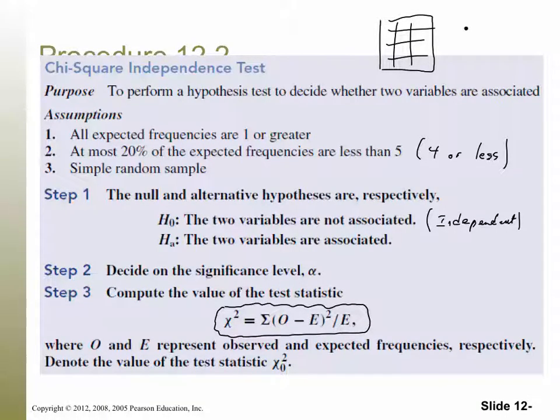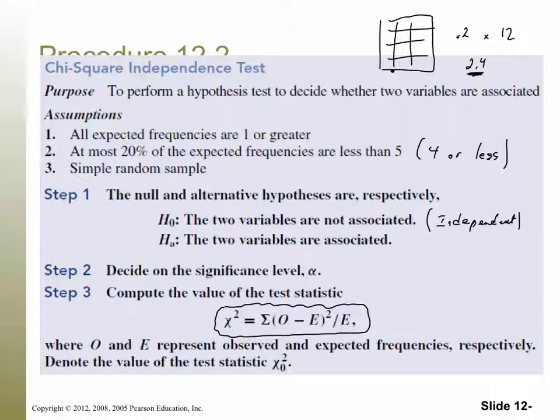So do 20% of 12. So 0.2 times 12 is 2.4. That would mean that you could have 2 of these that had an actual observed frequency of 4 or less. But if you had 3 of these, if you exceed that 20%, if there were 3 in here, then the test would not be reliable.